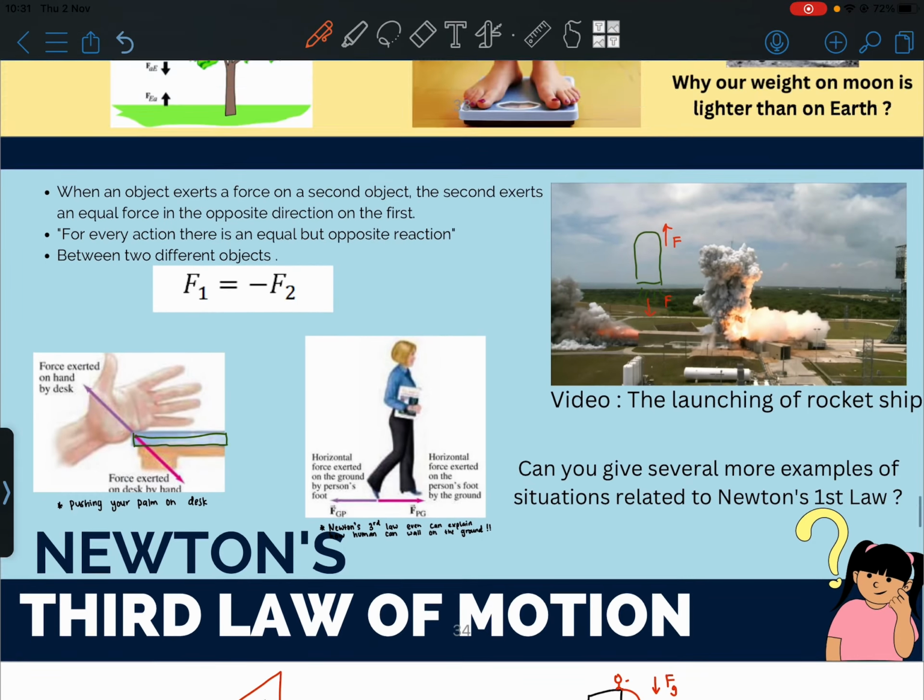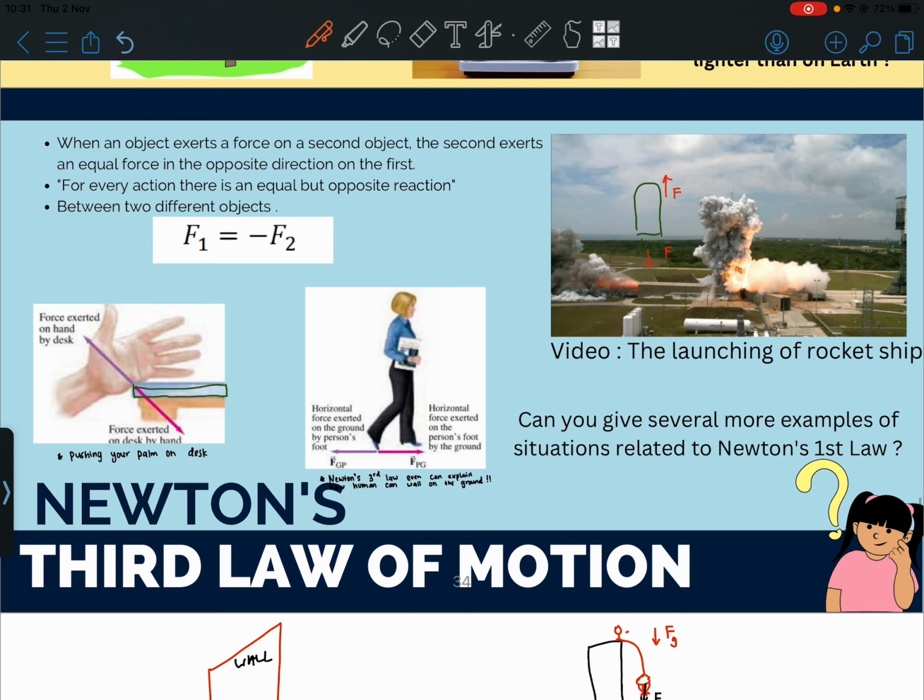Okay, next is the third Newton's law. The third Newton's law is like when you do something, you will get something back. For example, if you do something bad, bad things will happen to you. When you do something good, good things will come back to you. That's the analogy for the third Newton's law.